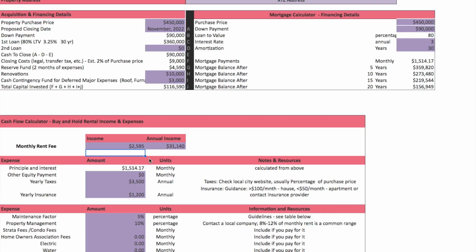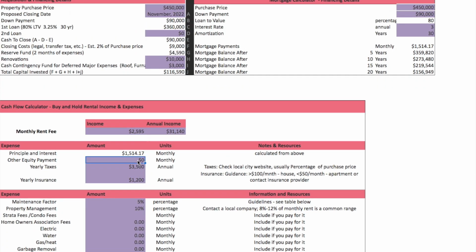Okay. Then what I put in is the next line, it says other equity payments. So if you were using a loan or if you're using a HELOC, then you would put in the equity payment. But for this video, I'm keeping it super straightforward. I have no other equity payments.